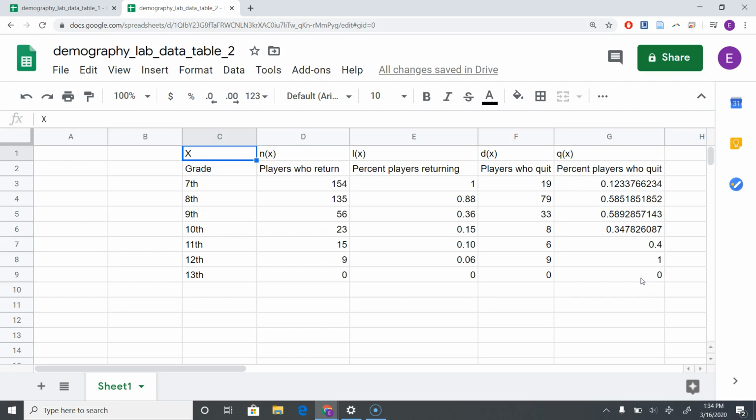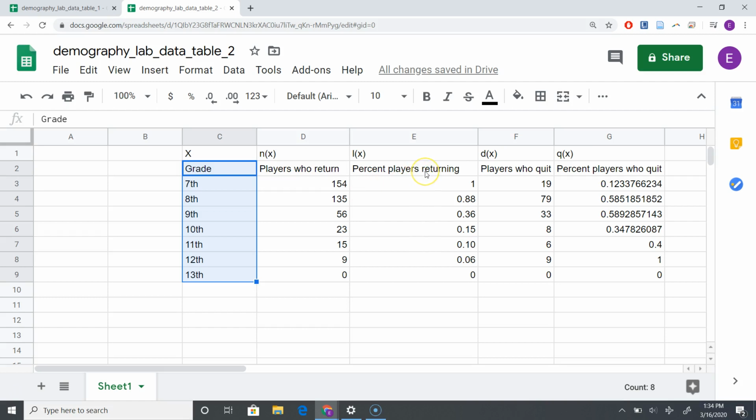Those are sort of the basic statistics that I'm going to ask you to calculate. The next thing I'm going to ask you to do is to actually generate a survivorship curve and an age-specific mortality curve. So I'm going to press and hold the shift key, click on this here, and press the down arrow until I have all that data selected.